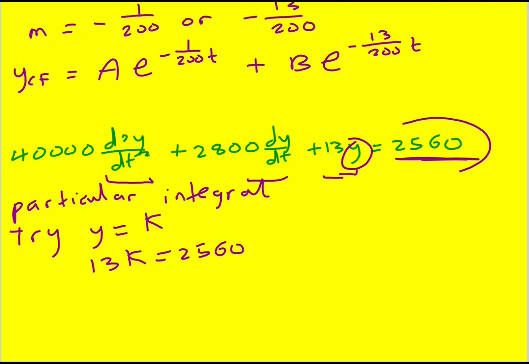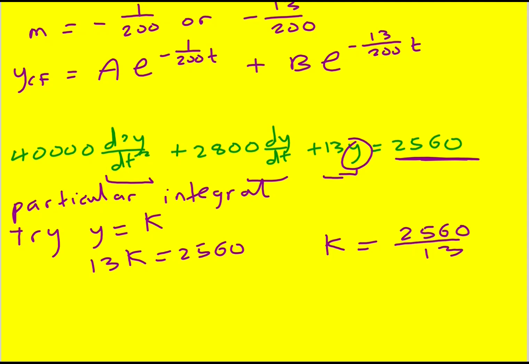Of course, if the right-hand side was something more complicated, I don't know, e to the x or sine x or some polynomial in x, we'd have to do a different trial. So I'm not going to go into more detail on that here. This is just a constant, so stick with that. So k is going to be 2560 over 13.